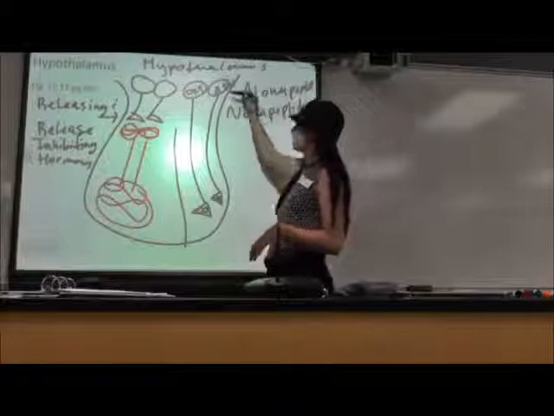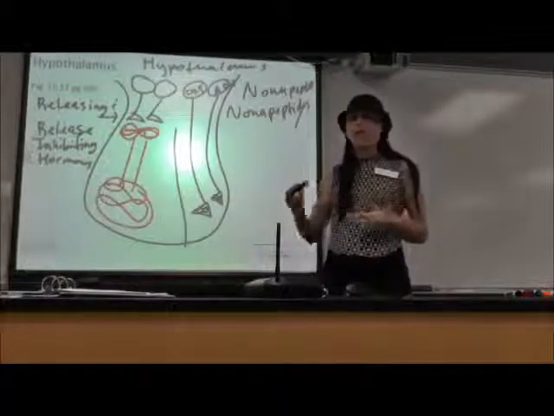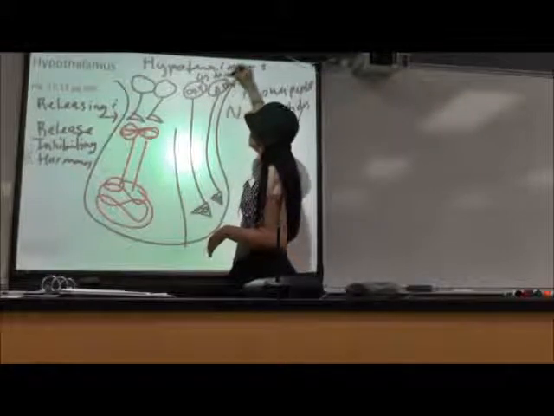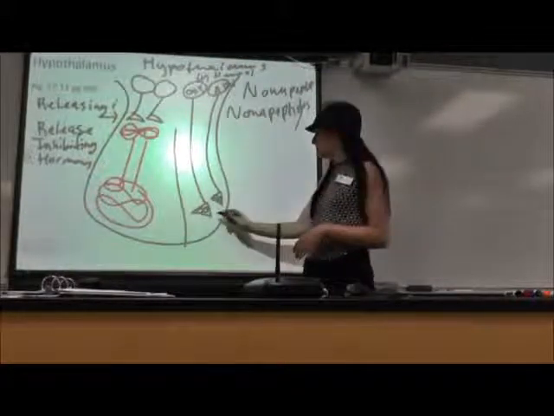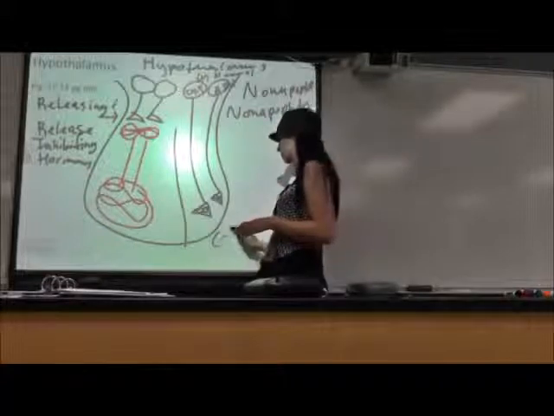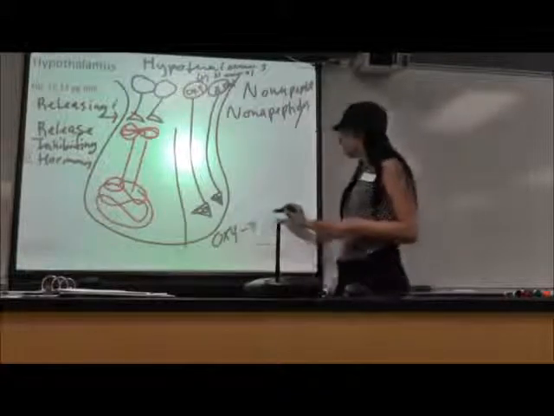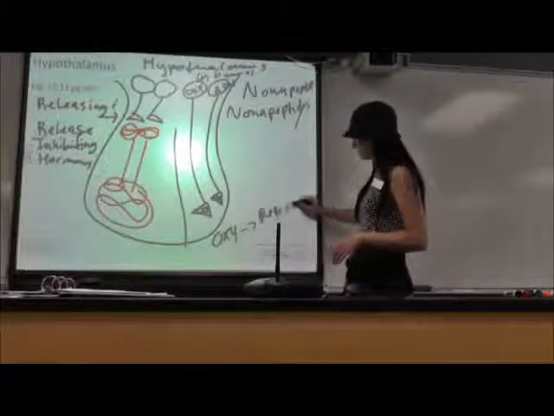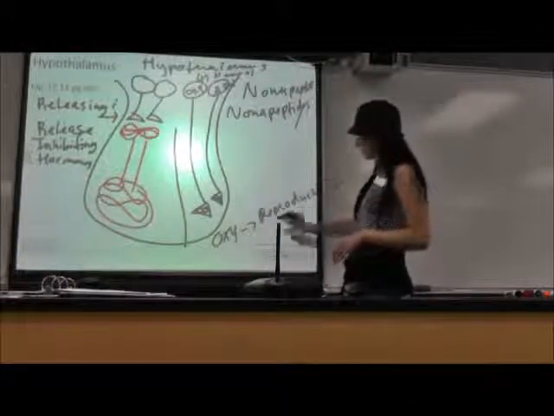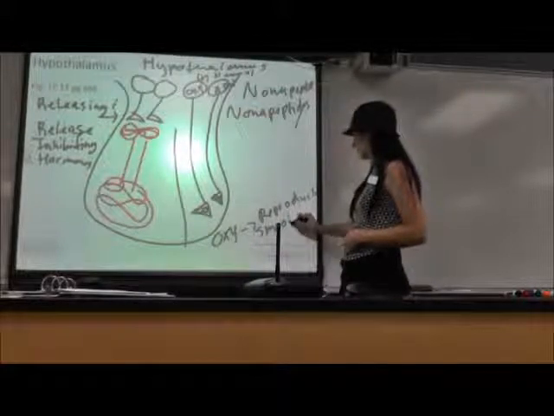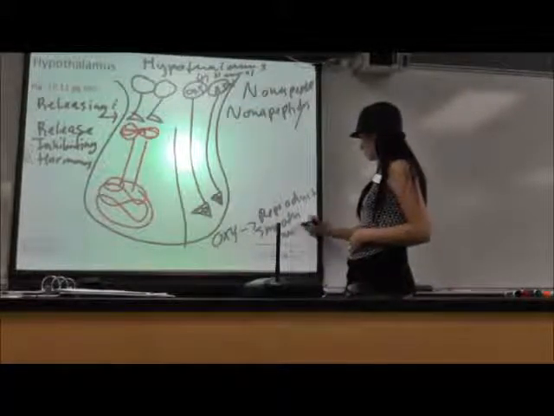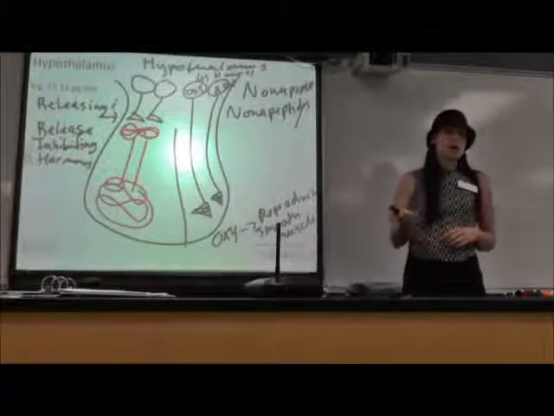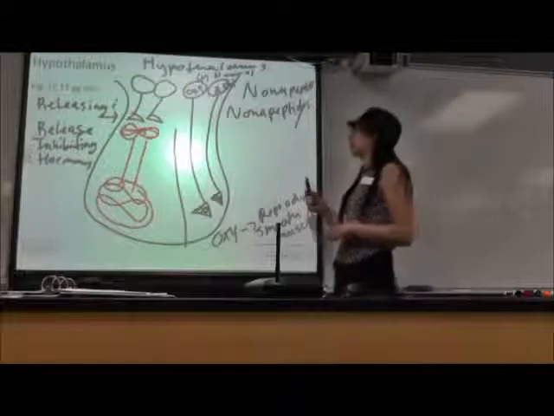And they are released in response to a couple different things. For oxytocin, the stimulus for release is going to be neural. So there's going to be some kind of nervous stimulation that's going to stimulate oxytocin to be released. And oxytocin targets reproductive smooth muscle. So oxytocin is released at orgasm. It's also released during labor.